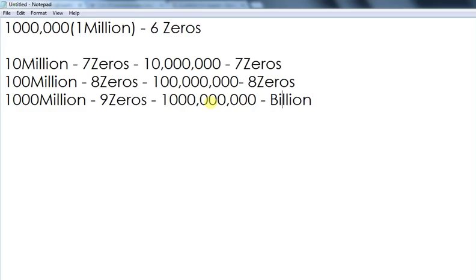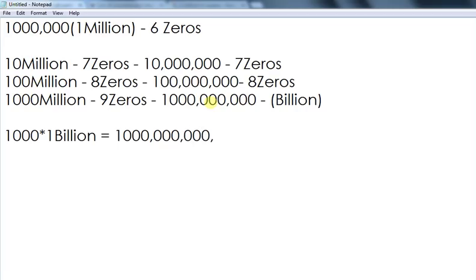Now if someone asks you how many zeros does 1,000,000,000,000 have, what do you say? We say 1,000 into 1,000,000,000. So let's write this 1,000. Then how many zeros do we have? 9 zeros. So 1, 2, 3, 1, 2, 3, then 1, 2, 3, which is 1,000,000,000, which is equal to 1,000,000,000,000. Let's not go far from this.